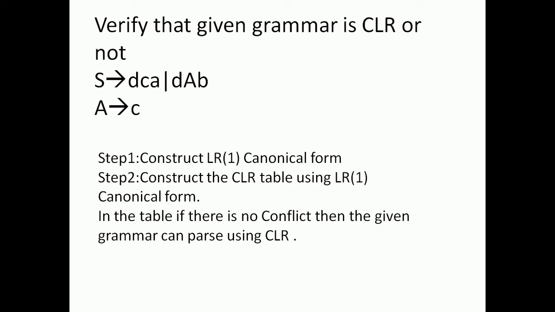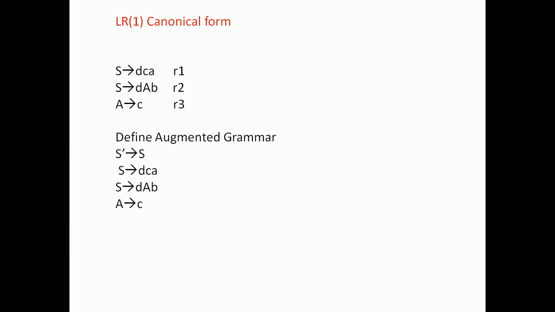In this video I want to explain another example for the CLR table construction. What are the rules we need to follow for the CLR table construction? The first one, we need to construct the LR1 canonical form for a given grammar. After that, construct a CLR table using the LR1 canonical form. In case there is no conflict in that table, then the given string can be parsed by the CLR. So let us construct the LR1 canonical form.